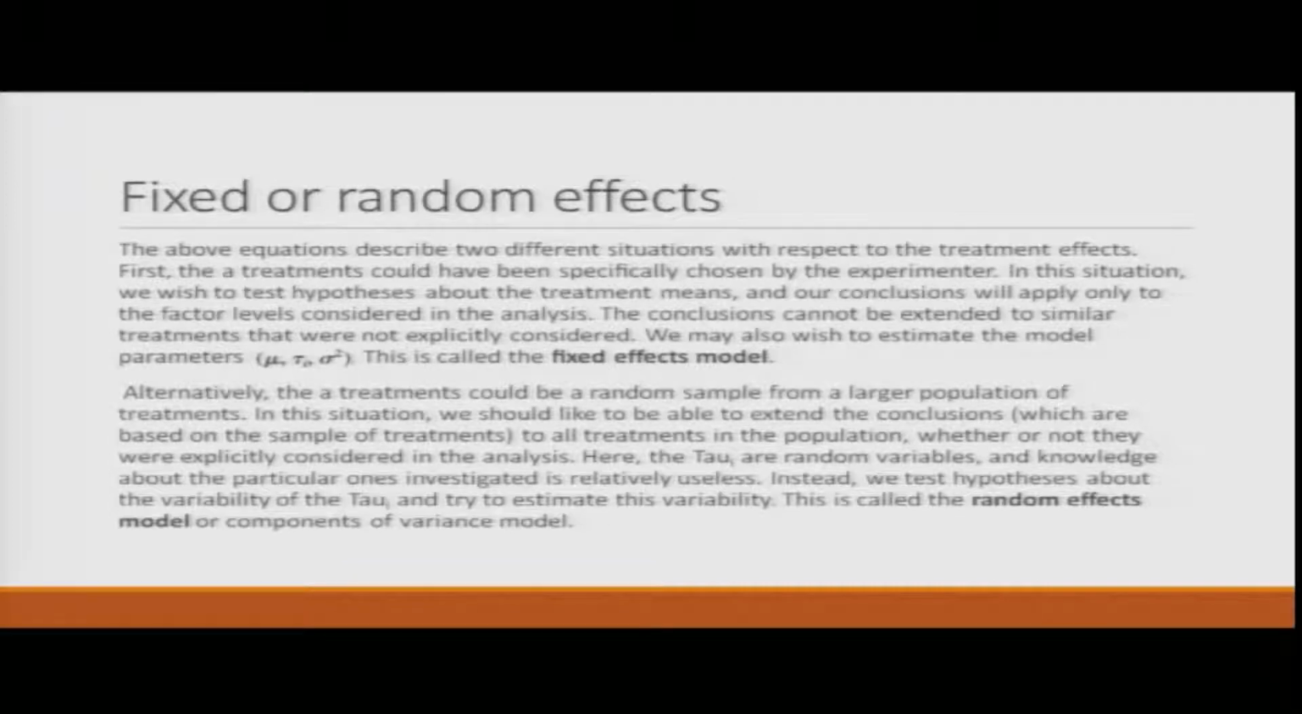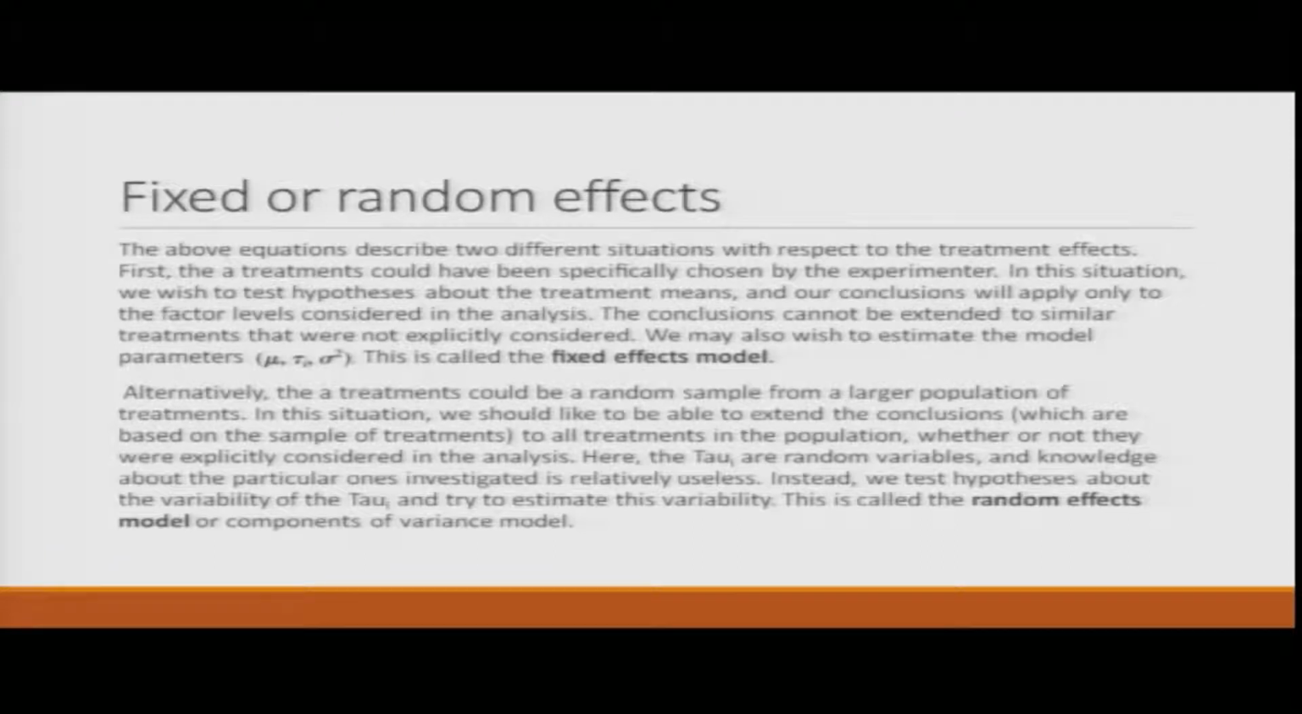The above equations describe two different situations with respect to the treatment effects. First, the A treatments could be specifically chosen by the experimenter. Whichever treatment we are doing, it is 1, 2, 3, 4 till the 8th one. In this situation, we wish to test the hypothesis about the treatment means, and our conclusions will apply only to the factor levels considered in the analysis. The conclusions cannot be extended to similar treatments that were not explicitly considered. So, if they have not been considered, obviously we cannot draw conclusions along those lines.